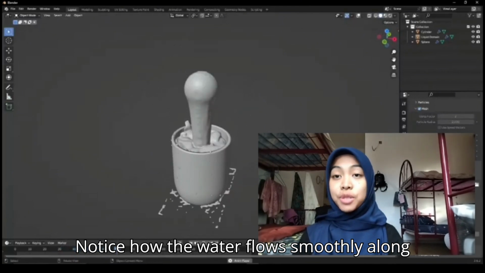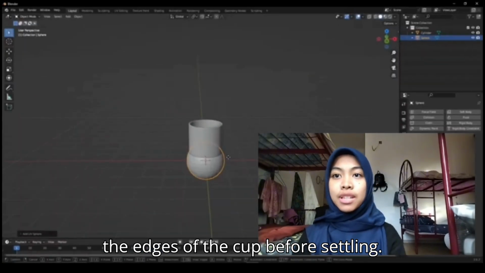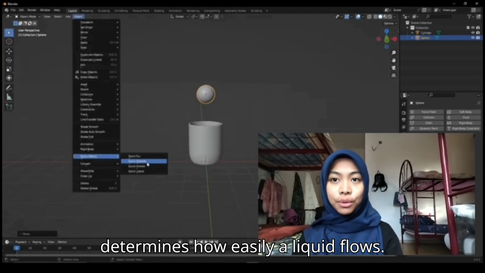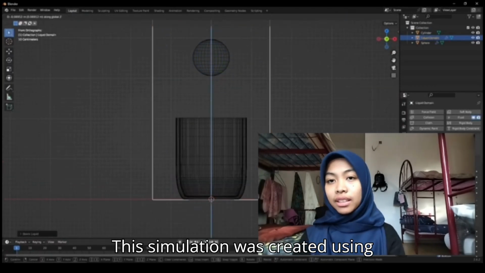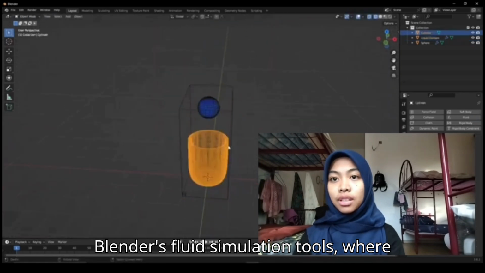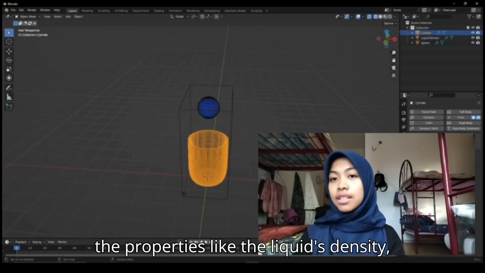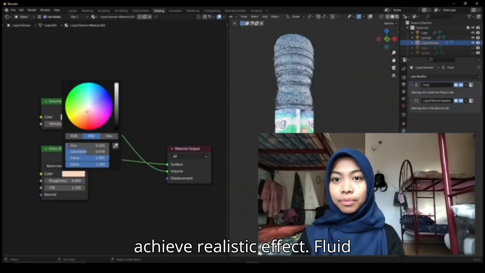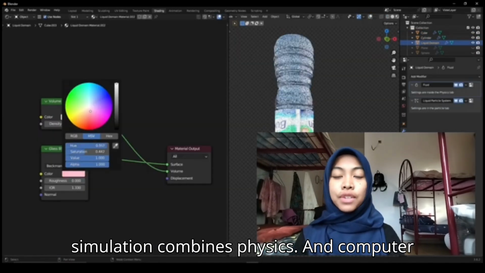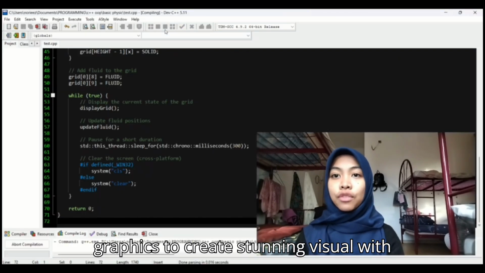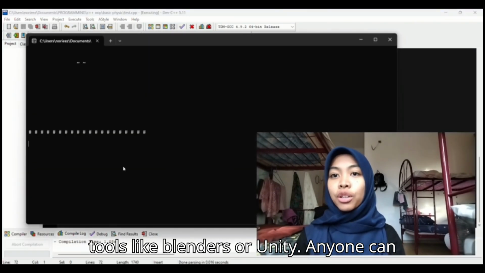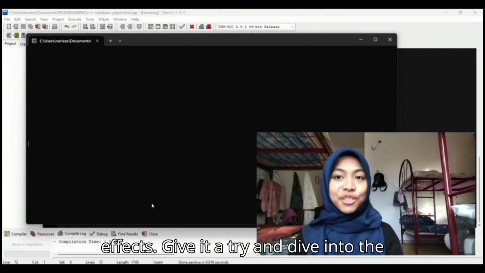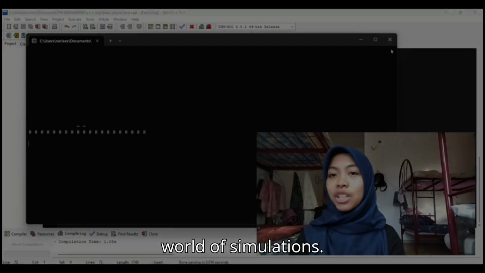Notice how the water flows smoothly along the edges of the cup before settling. This is due to the viscosity, which determines how easily a liquid flows. This simulation was created using Blender's fluid simulation tools, where properties like the liquid's density, viscosity, and gravity were adjusted to achieve a realistic effect. Fluid simulation combines physics and computer graphics to create stunning visuals. With tools like Blender or Unity, anyone can experience and create realistic water effects. Give it a try and dive into the world of simulations.